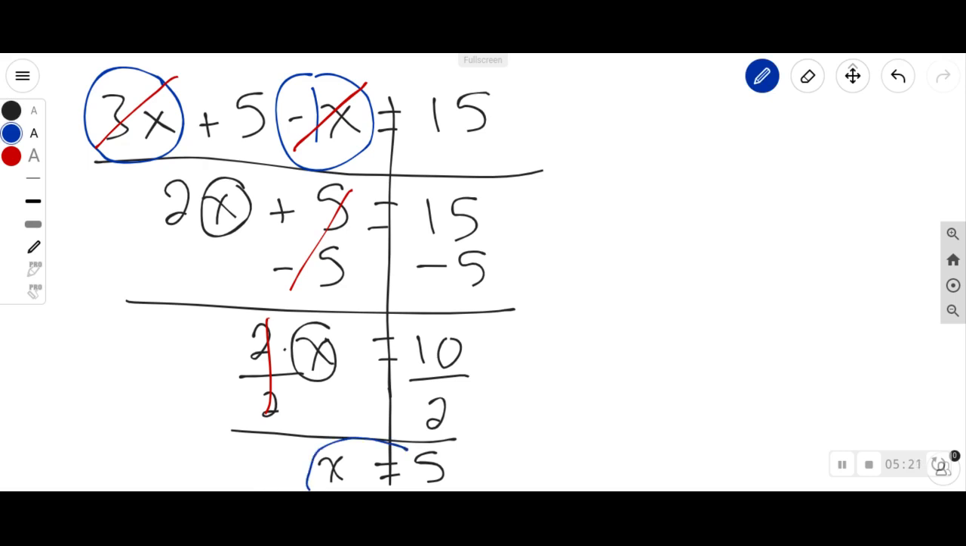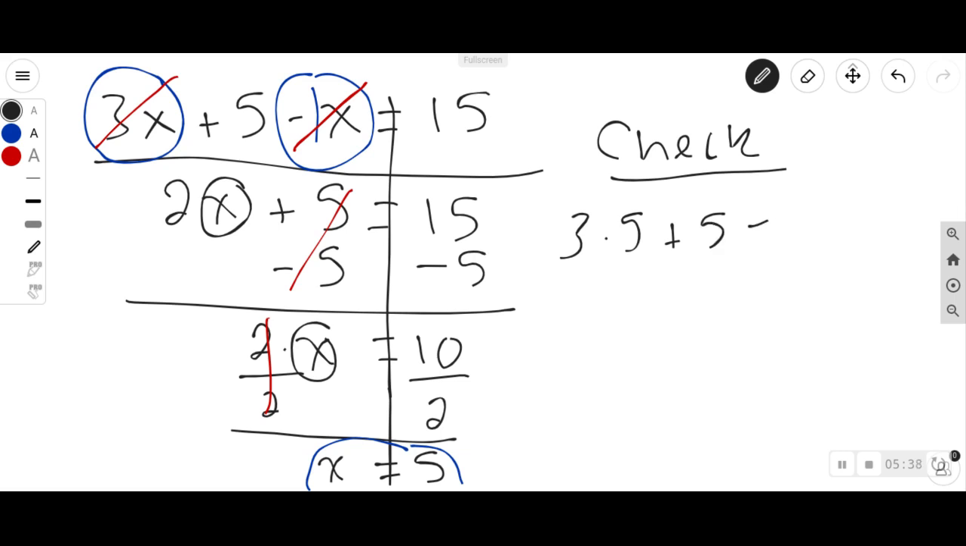So there's our answer. Now remember, in order to make certain that our answer is also a solution, we need to check it, make certain that it works. So I'm going to write my equation, except I'm going to plug a 5 in. 3 times 5 plus 5 minus 5. I'm not going to bother with the 1, don't need it, equals 15. So here's our first step. 3 times 5 is 15, plus 5 minus 5 equals 15.